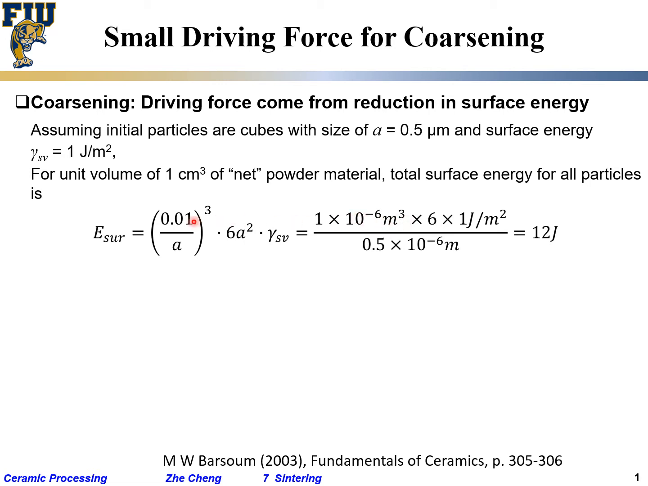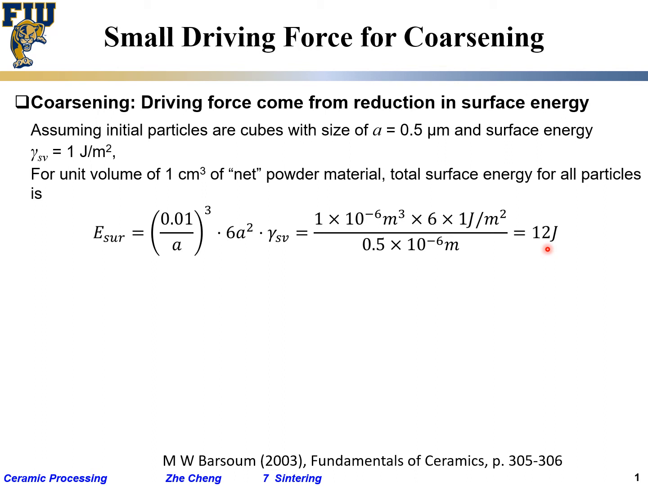This is the first term. And 6 we keep, right? A squared got cancelled with the denominator. I have a left here, 0.5 times 10 to the power of negative 6, times gamma, which is 1 joule per meter square. And if you follow the math, it comes up to be 12 joule.